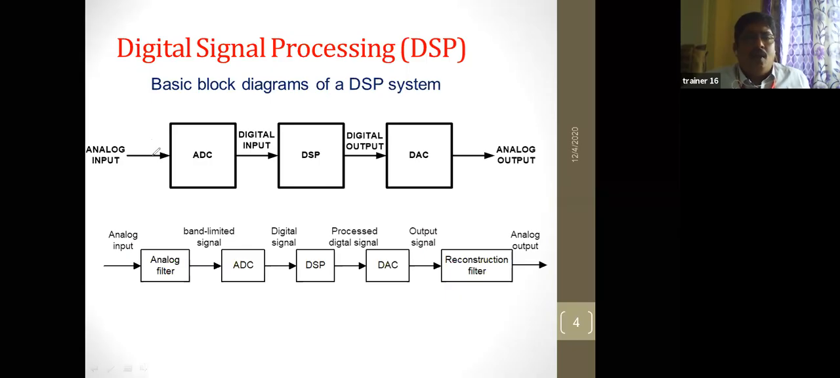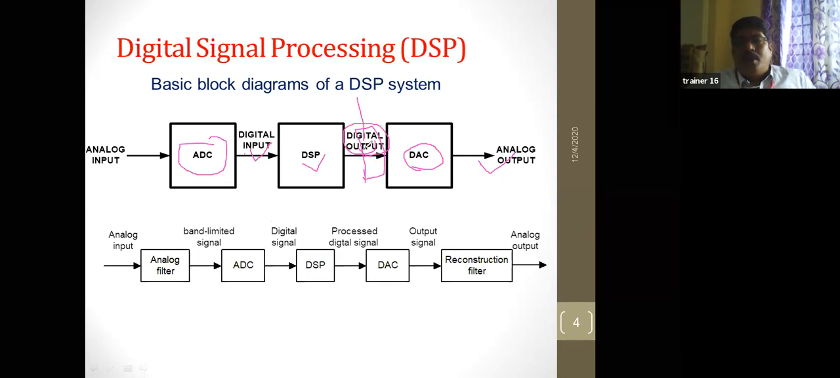What is the input of the ADC? The analog input, and the output of the ADC is a digital output. That digital output from the ADC is the input to the DSP. The DSP output is a digital output with accurate levels, a series of discrete levels in digital. That digital output is the input to the DAC, and the output of the DAC is analog output. Here we can also arrange a digital system.